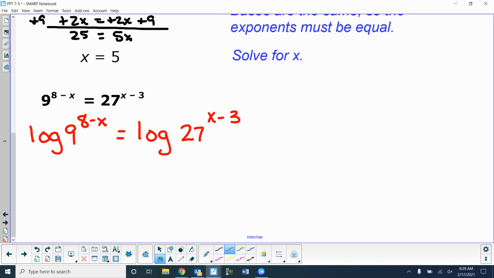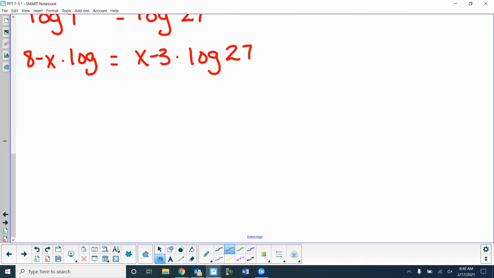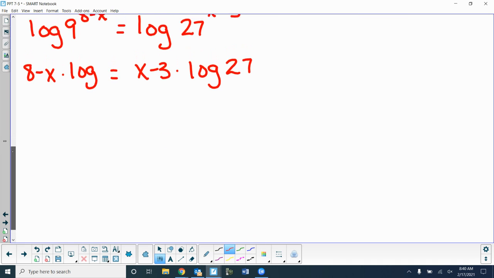Okay, what's the rule about these exponents? What have we learned that we could do with them if they're up there? We don't like them up there. Bring them out. Move them out front, right? Bring them down and move them out front, right? So I could rewrite this as 8 minus x times the log of 9 equals x minus 3 times the log of 27. Okay? You all right with that? That's a rule we learned, right?